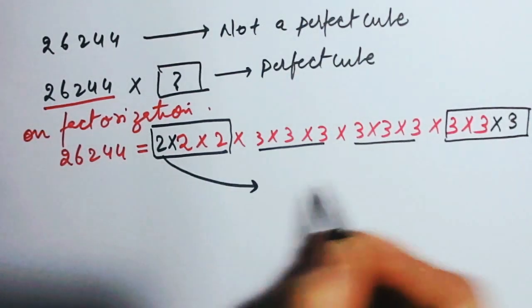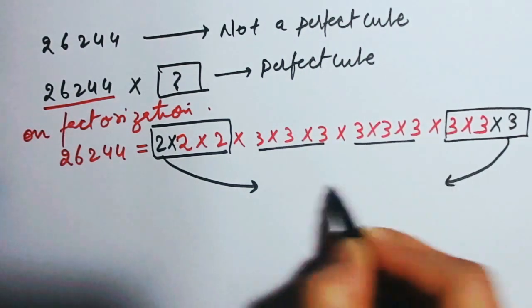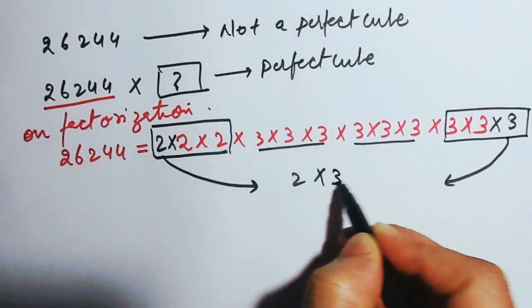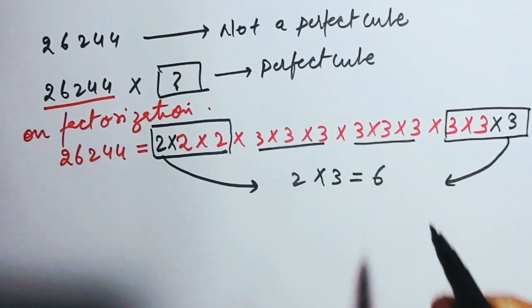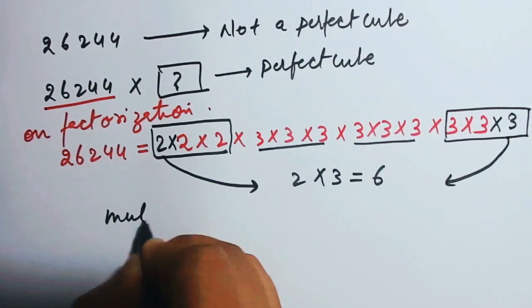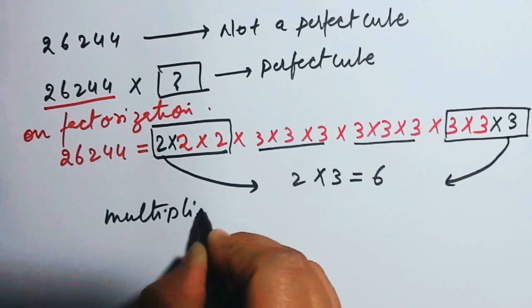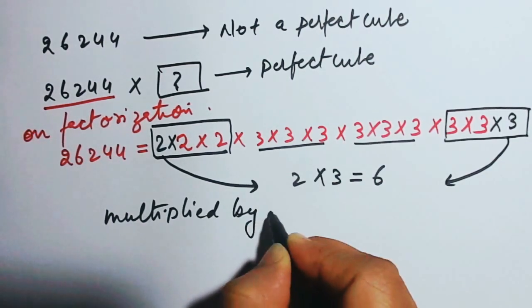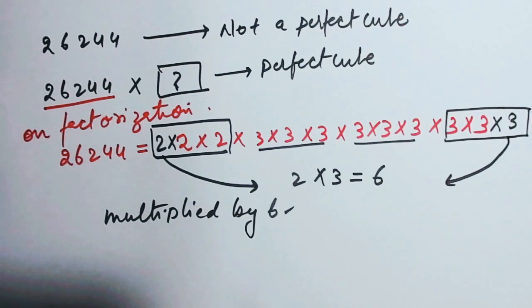Therefore, these numbers will be 2 times 3 is equal to 6. So the number should be multiplied by 6 to make it a perfect cube. Other sums are based on a similar concept. Therefore, please keep on trying the sums yourself. Thank you.